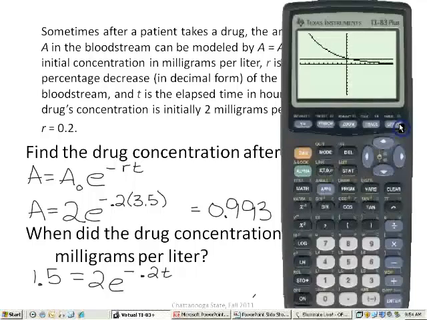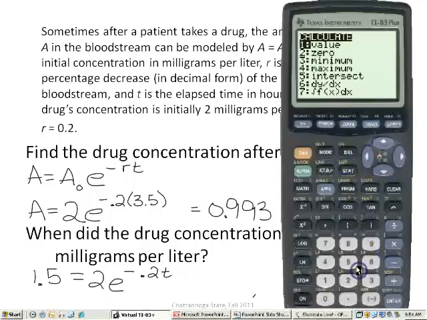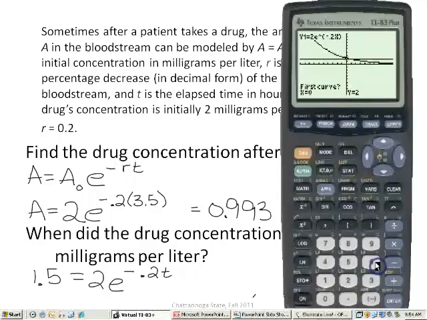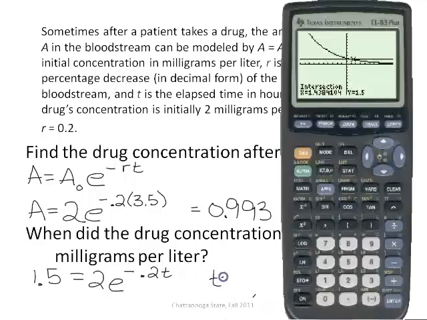There is my graph for the amount of medication in the body, and there is my 1.5. So I want to know where these intersect. I want to know what the x value is right there. So I'm going to go to second trace and calculate the intersection. The intersection was option 5. I want to move the cursor to where I think it is and press enter 3 times. I get that this happens about where t is 1.44 hours.